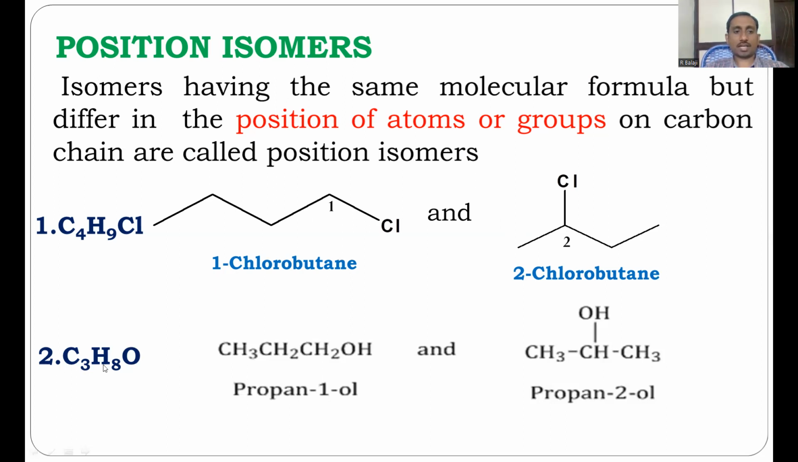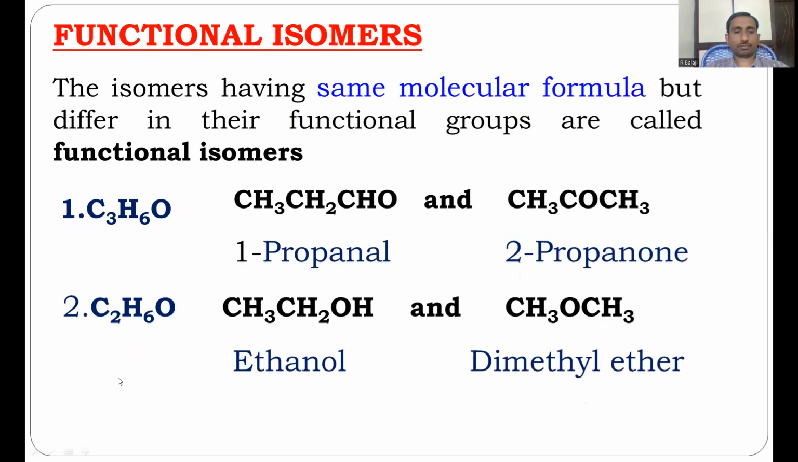And also a second example, C3H8O. C3H8O is also possible with two positional isomers. The first one is 1-propanol and the second one is 2-propanol. Here OH is present on the first carbon atom, and in the second molecule OH is present on the second carbon. Both are positional isomers of C3H8O.